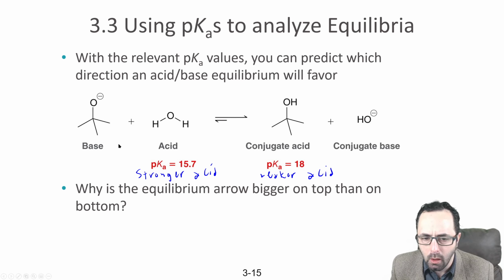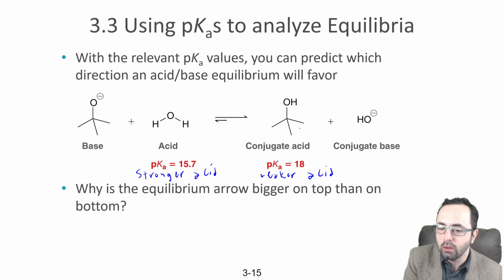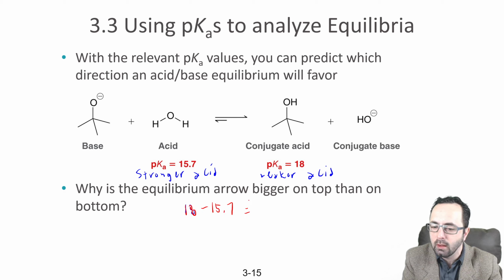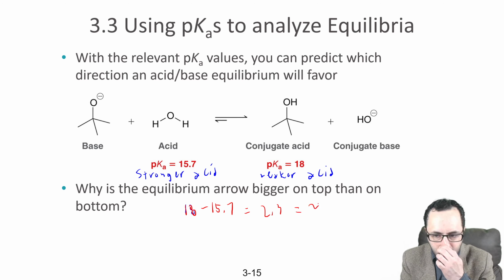So the reaction here is going to go quite strongly to the right and not to the left. We can even, based on the relative pKa's, approximate how much more of the products there will be than the reactants, because the difference here is 2.3, so I'll just approximate that as 2. So the pKa difference, 18 minus 15.7, is 2.3. So I'm going to call this approximately 2.